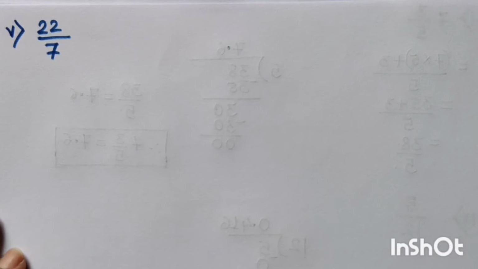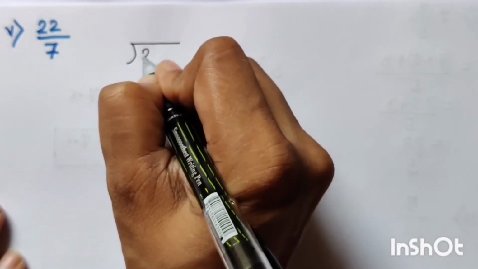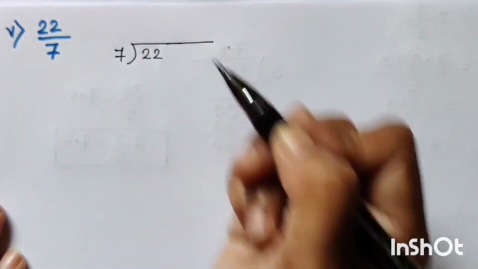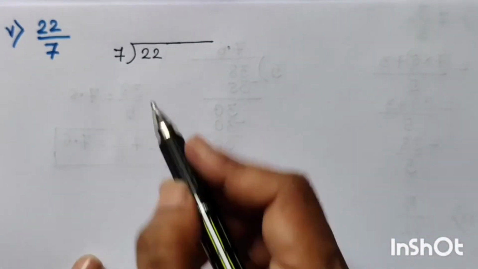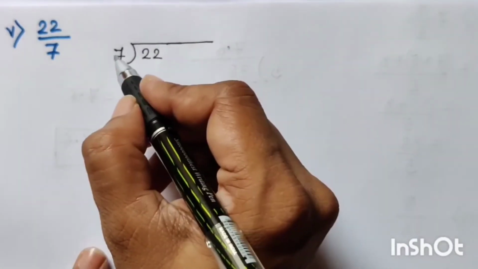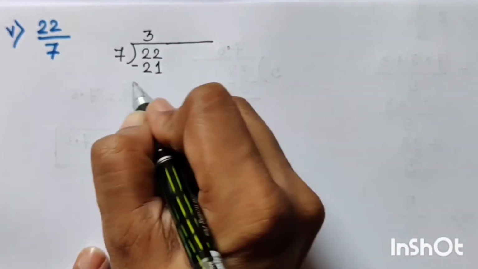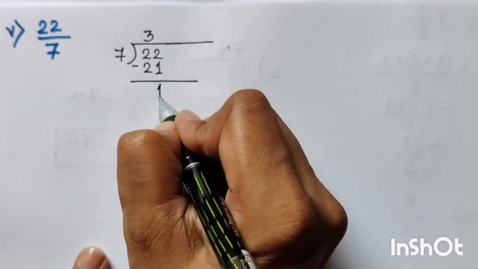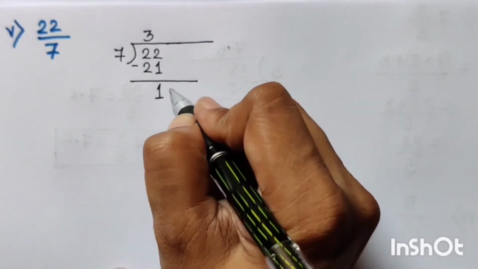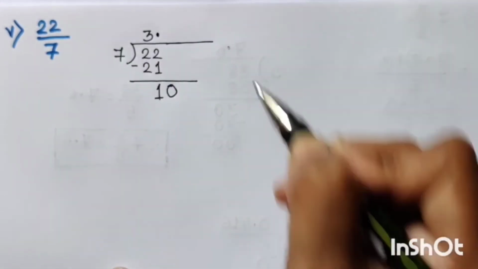Fifth sum, 22 upon 7. That means 22 divided by 7. So divide 22 by 7. 22 we are going to write in the dividend, 7 in the divisor. Now divide. The dividend is bigger than the divisor, so we don't need to put 0 first. We can directly divide it. 7 3s are 21. 22 minus 21, 1 we will be getting in the remainder. Now the remainder is not 0. That means we will be writing 0 after this 1. Now for this 0 we will put a decimal point in the quotient.